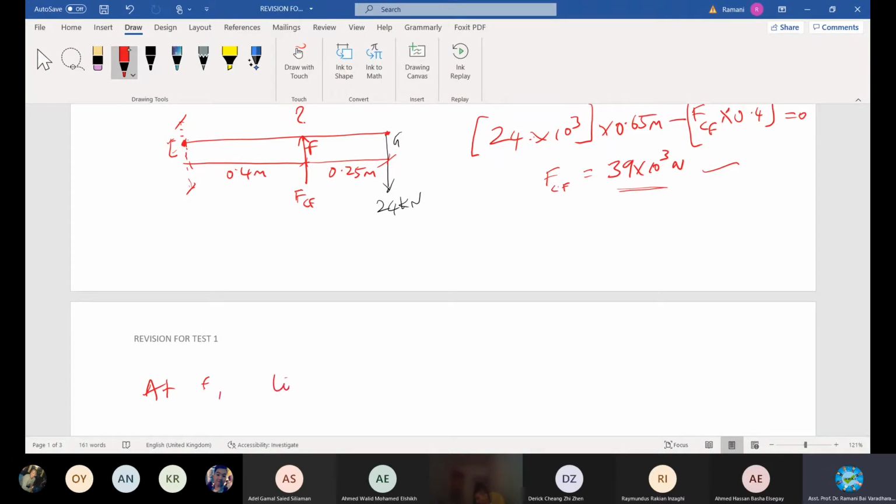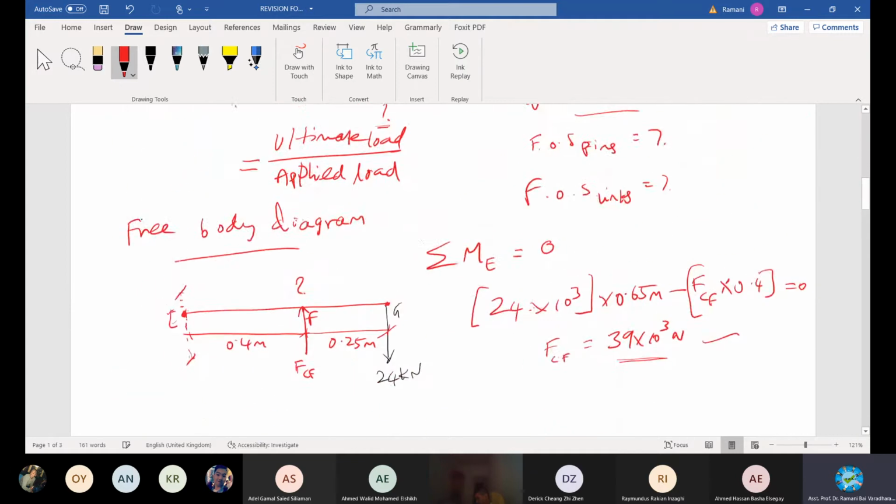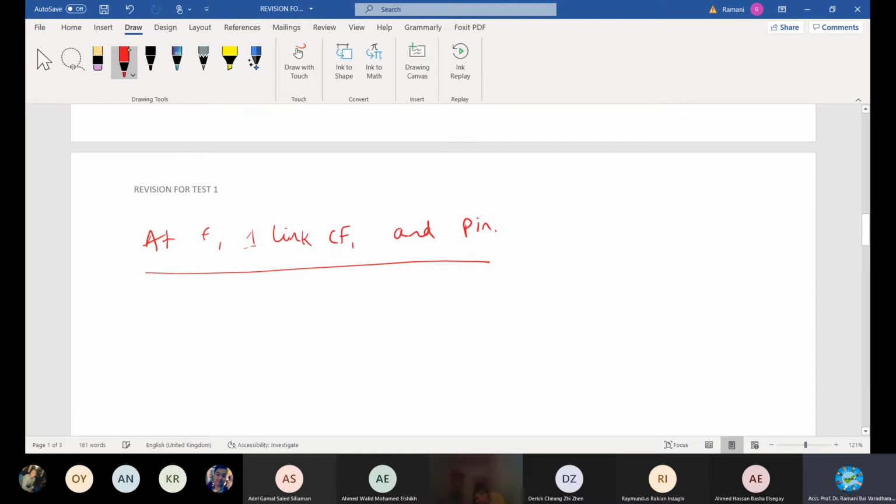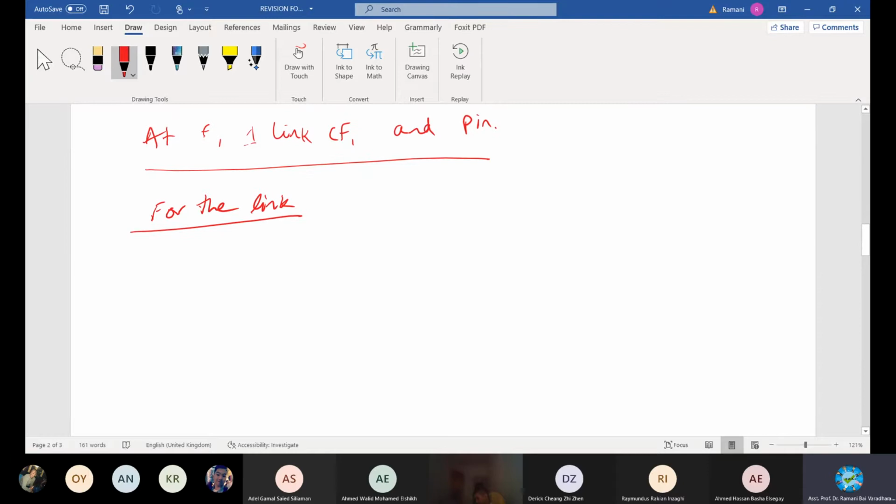One is the link, which is CF, correct? And the pin. You need to find separately for the link and pin. Okay, let's do one by one. For the link we find separately the factor of safety. For the link you can calculate the factor of safety like this.